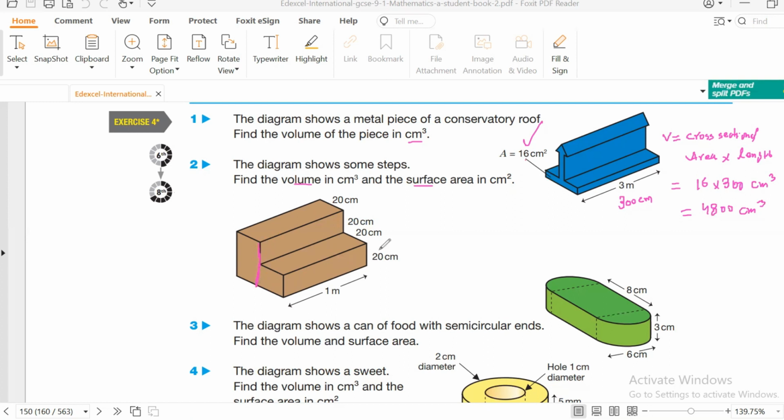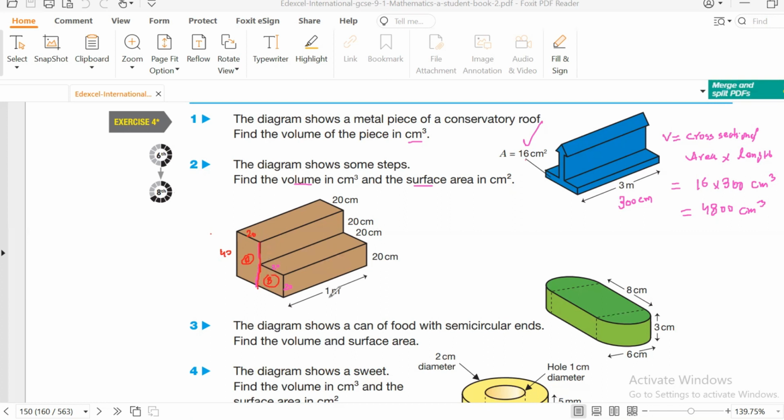I hope it is clear. So remember, this side is 20, this side is 20 also. Same as this, the full height is 20 plus 20, means this part is 20, this is 20, this is 40, this is 20. So let's suppose this is A and this is B. When you find the area of A and area of B, that is your area of cross section.